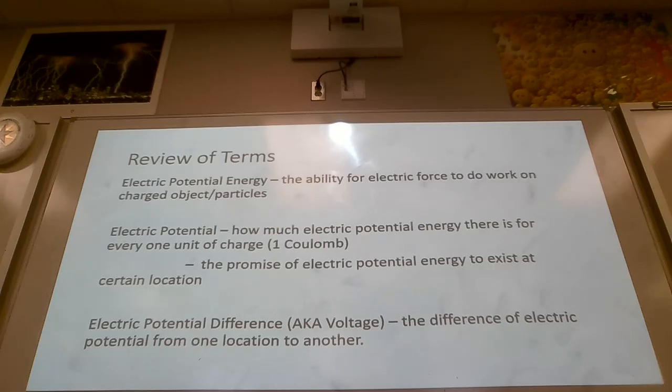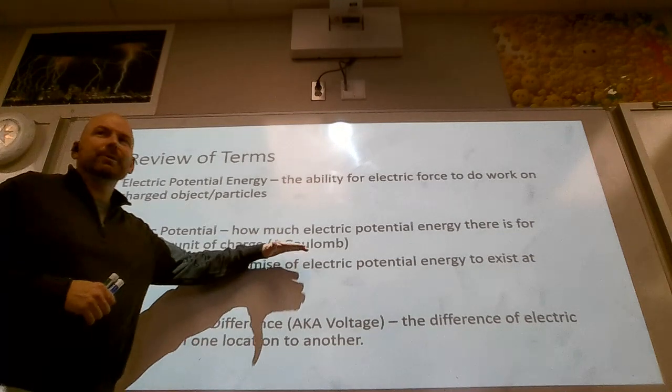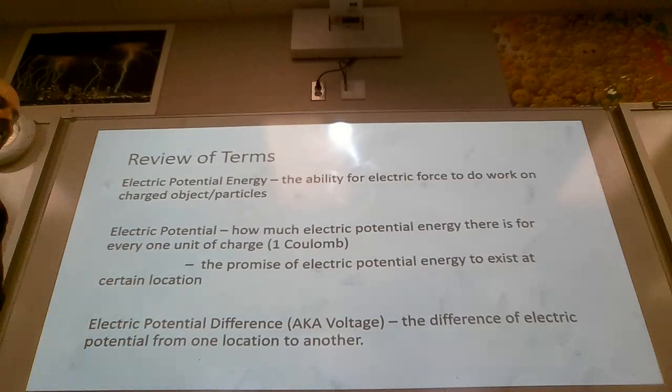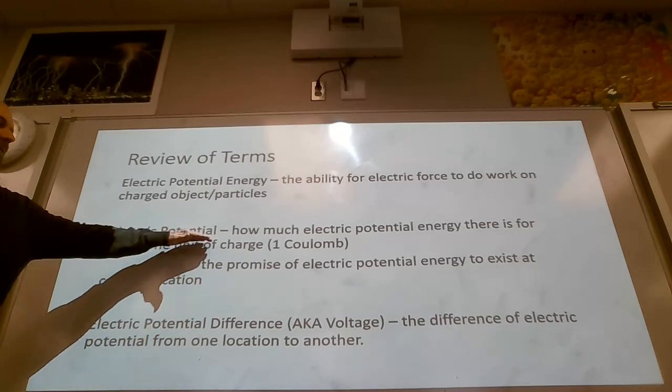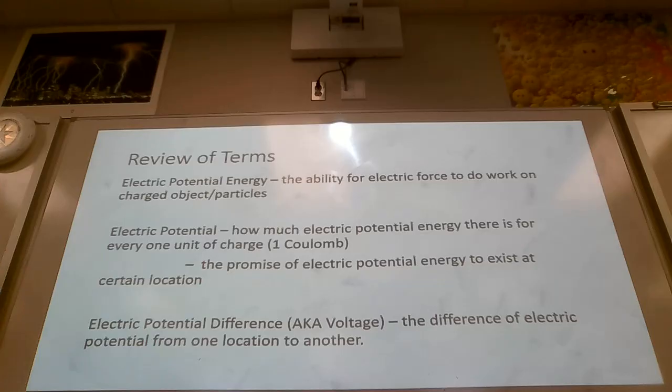Electric potential is how much electric potential energy there is for every 1 unit of charge. Specifically, 1 coulomb. Conceptually, I try to look at this as, instead of 1 coulomb of charge, per electron. How much energy there is per electron or per proton. For me, I boil it down a little bit. That's not correct SI unit wise because it's per coulomb. Okay. So that's textbook. This is my home brewed explanation. It's the promise of electric potential energy to exist at a certain location.